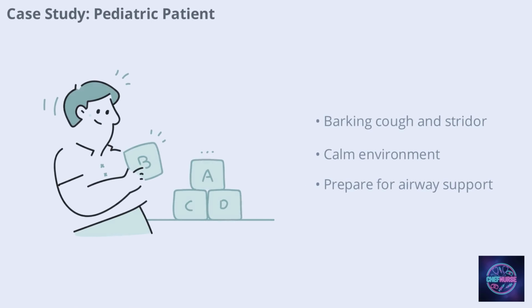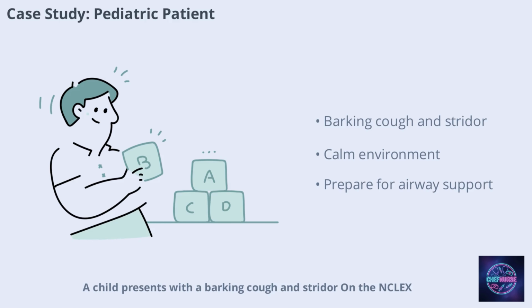A child presents with a barking cough and stridor. On the NCLEX, this indicates possible croup with airway compromise. Your priority is to maintain a calm environment, provide humidified air, and prepare for possible advanced airway support. Always act quickly with pediatric respiratory distress.